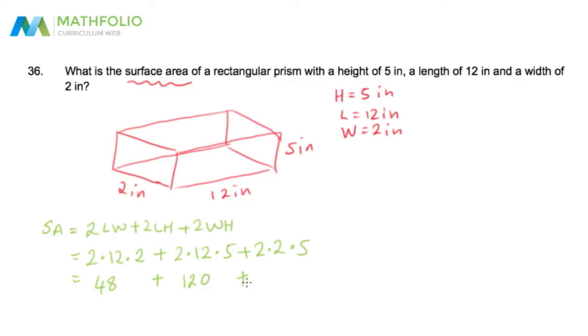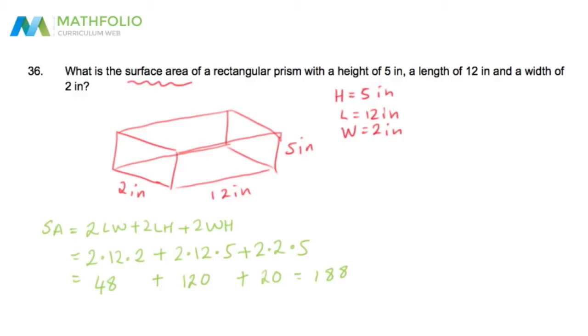So we can switch the order when we multiply. In this case, 2 times 2 is 4, 4 times 5 is 20. So our answer is going to be 120 plus 48, so that's 168, plus another 20 is 188.